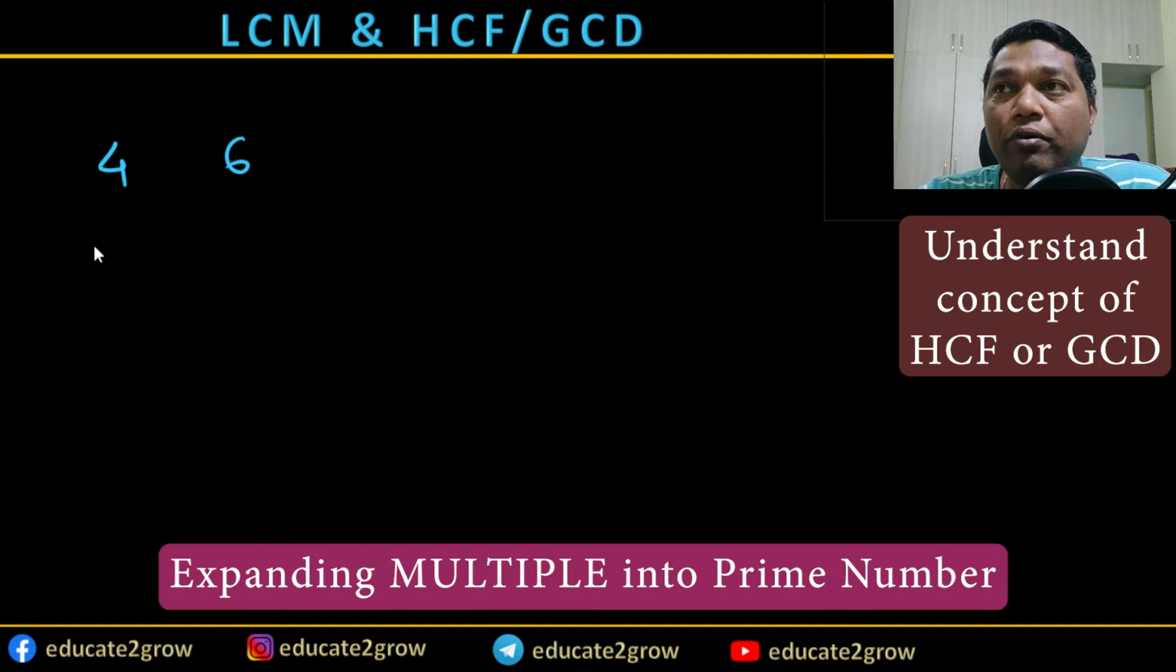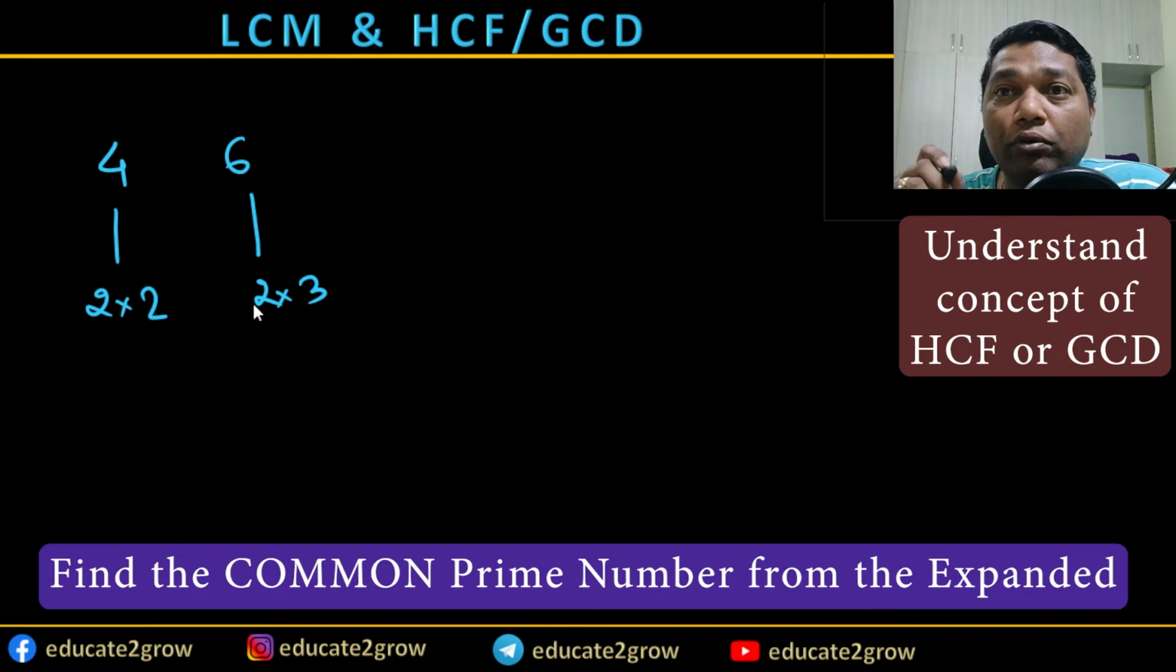Let's look into the example. First, let me take an example here. Take 4 and 6. The 4 factors into 2 into 2. We are expanding here into the prime numbers. 6 is 2 into 3. Now the point here is we need to find the common prime number. What is that common prime number? Here is 2, here is 2. So the common prime number is 2.